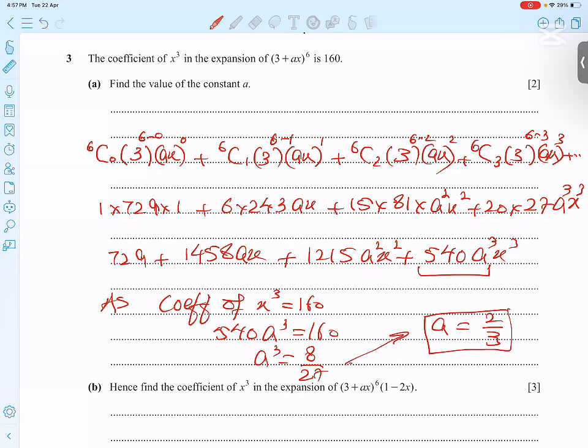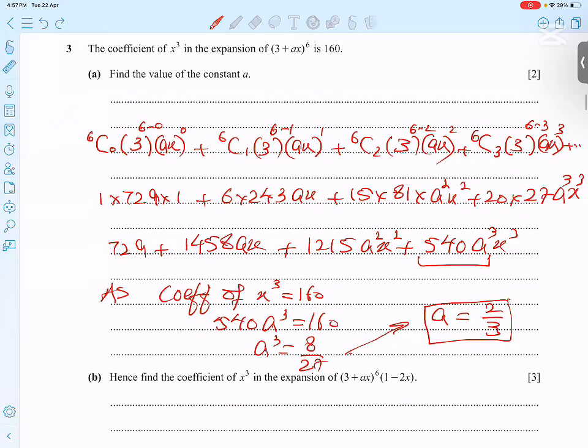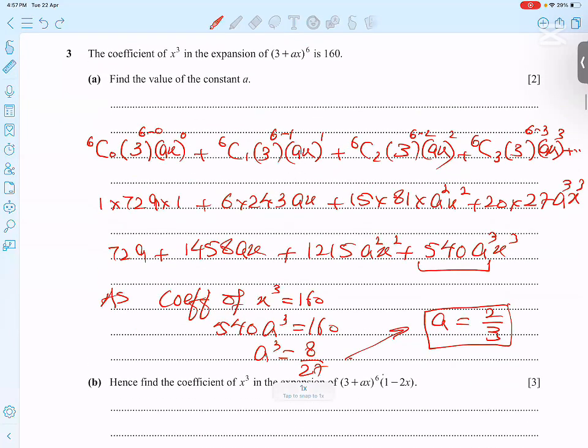If we had only this part, I could reach the answer directly without showing the first three terms. But I'm worried this part may be used in the next part. Check it, is this the same or not? Correct. And he asked me a question about x cube, so I'm going to replace the whole expansion down: 729 plus 1458ax plus 1215 a squared x squared plus 540 a cubed x cubed, times (1 minus 2x).